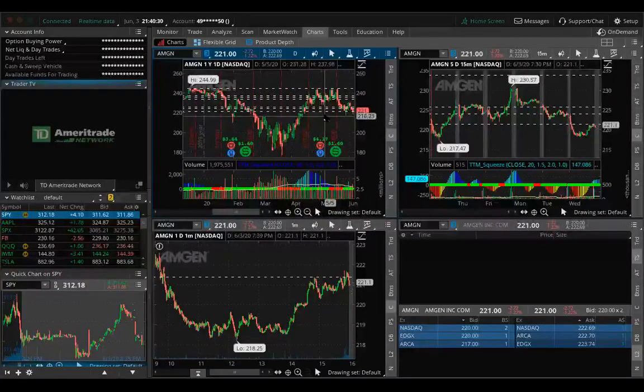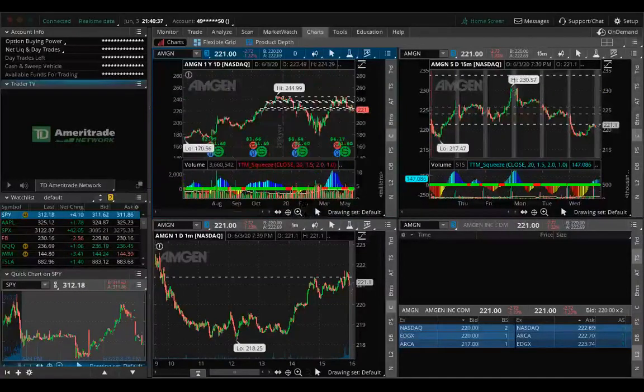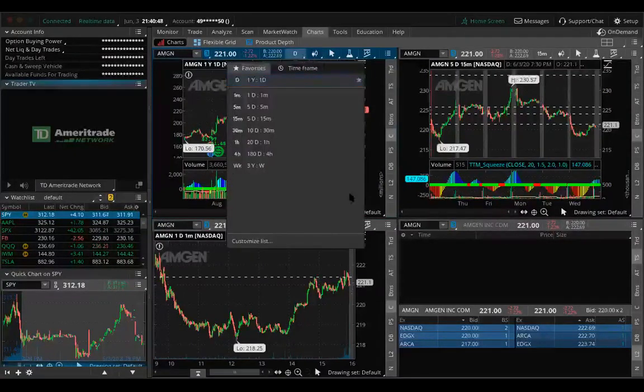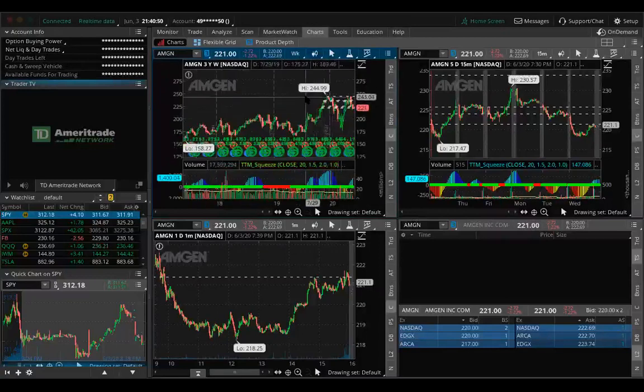Looks like a double bottom at the 216, 215, 216 level. Do we continue higher, or do we sell off? It's kind of flagging right now. It's a pretty steep flag. Check out the weekly.